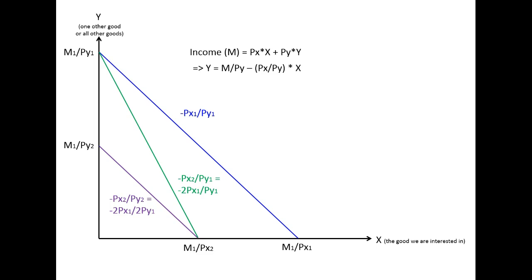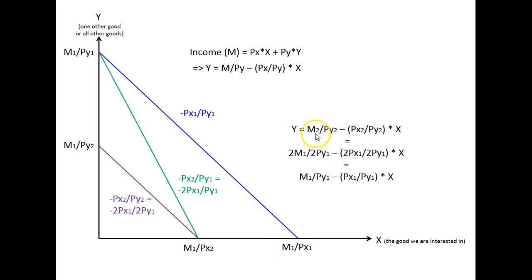So now let's even double the third thing that we actually have in this graph here. So we double also the income, and that will give us M2 divided by Py2. So M2, that's twice M1. So that will be 2M1 divided by 2Py1 minus 2Px1 divided by 2Py1 times X, which is the same thing as we had originally. So it will become the same budget constraint as we had originally.